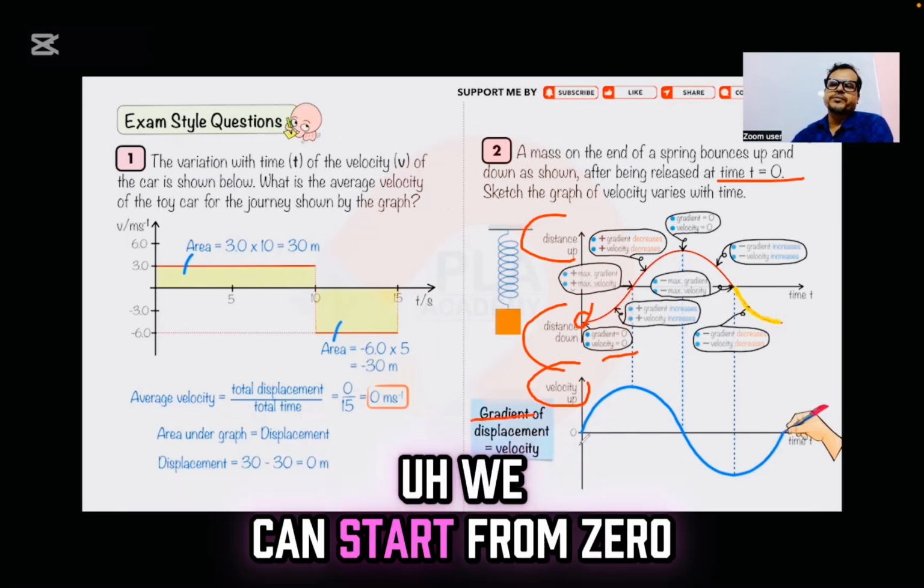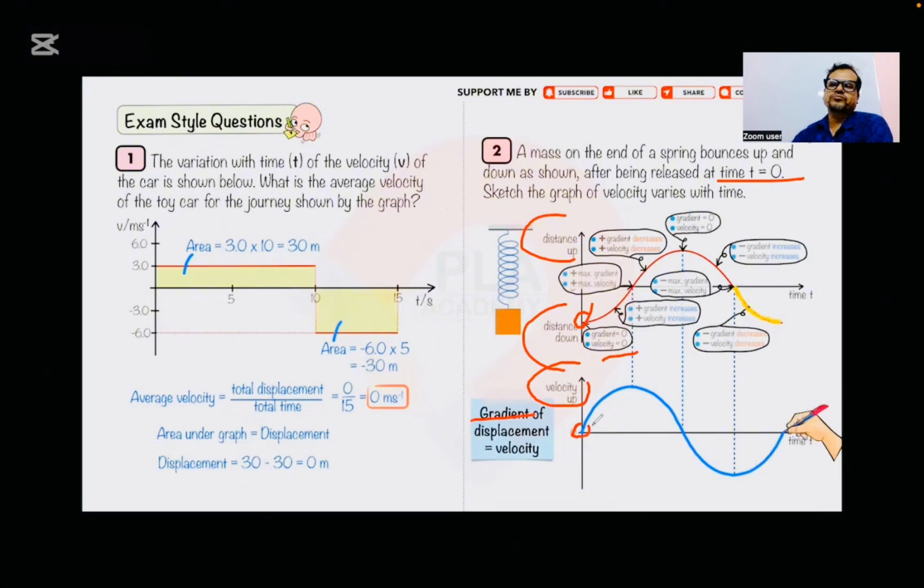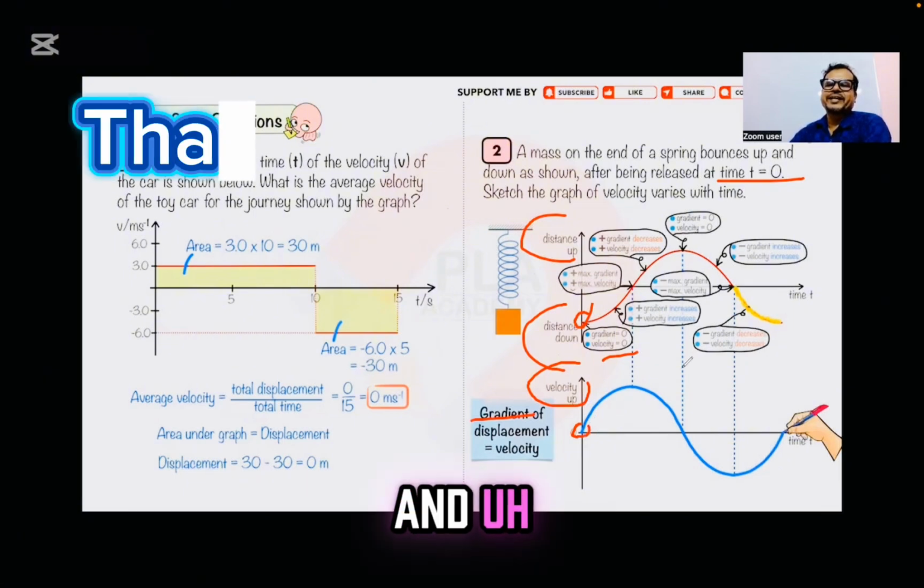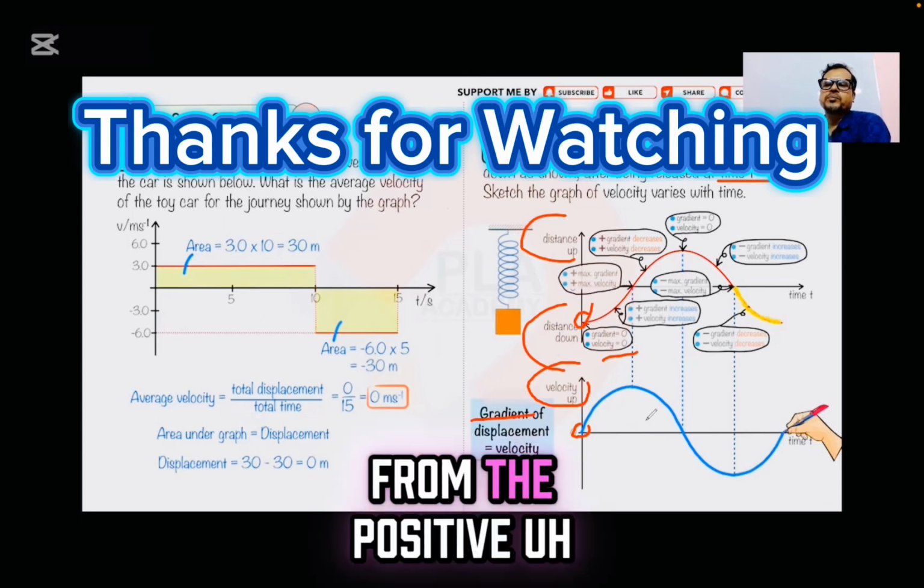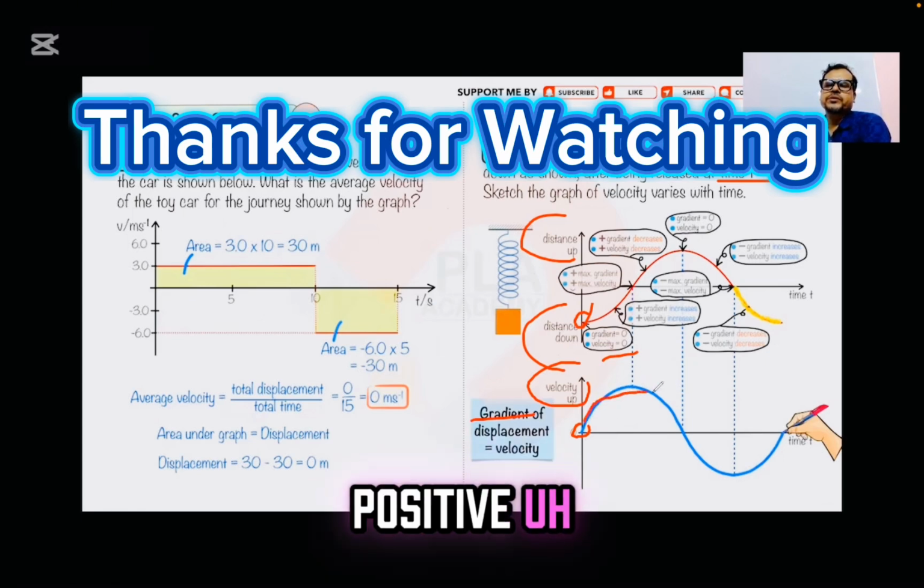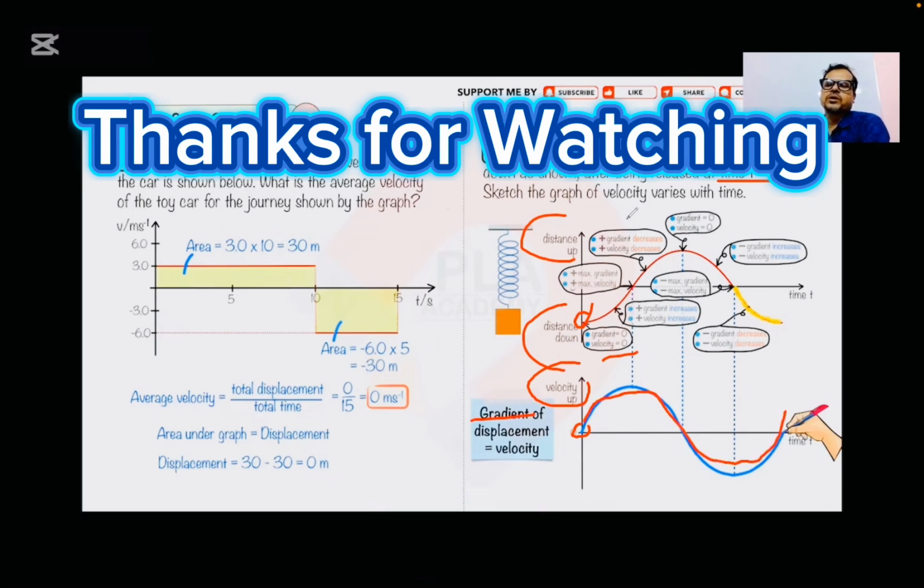We can start from 0, and from the positive plot and negative plot, in this way you can draw the graph for this spring.